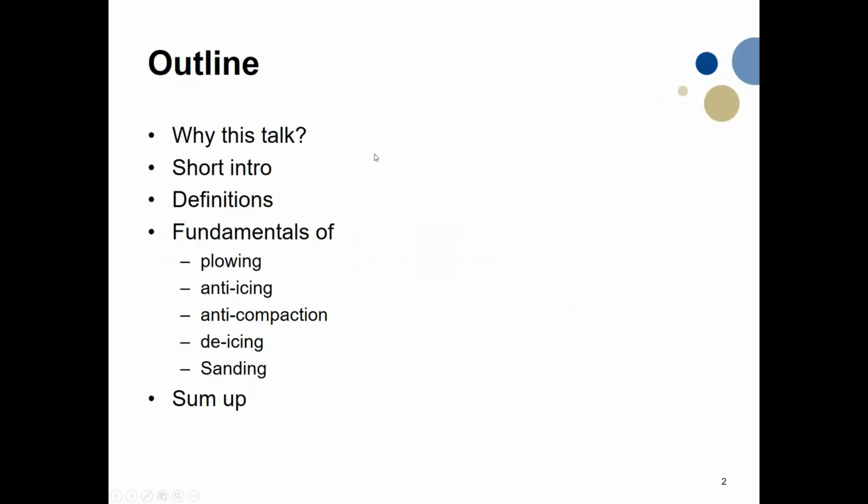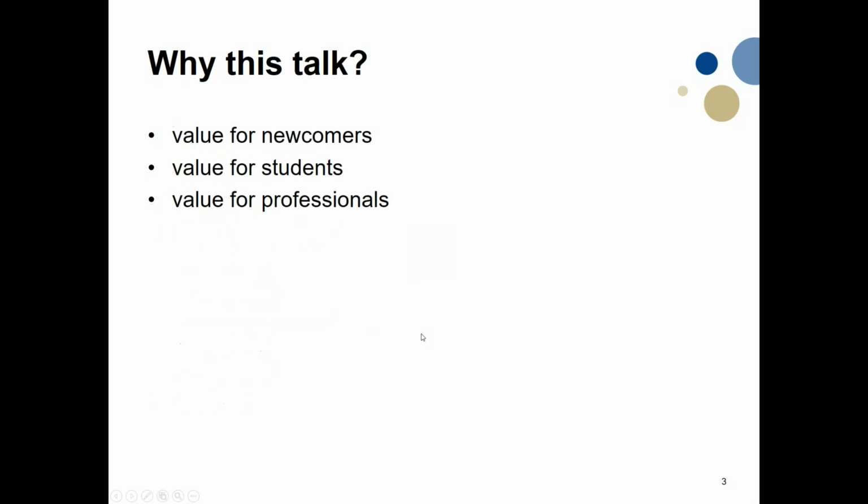I will start this talk by talking a little bit about why I wanted to make this talk or this chapter in the book, before giving a short introduction and some definitions, and then we dive into the fundamentals of plowing, anti-icing, anti-compaction. I will explain what that is, and then de-icing, sanding, and we sum up everything with a little knowledge map. As Vicky said, please just ask a question whenever you feel like it. I will try to answer it either directly or I will come back to it later.